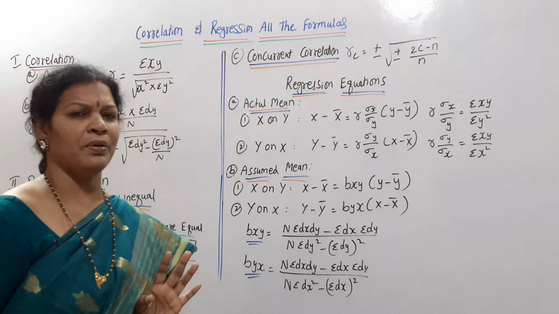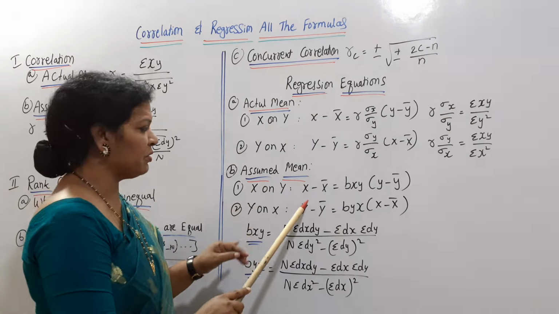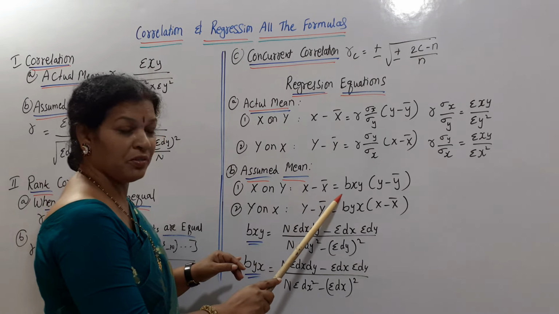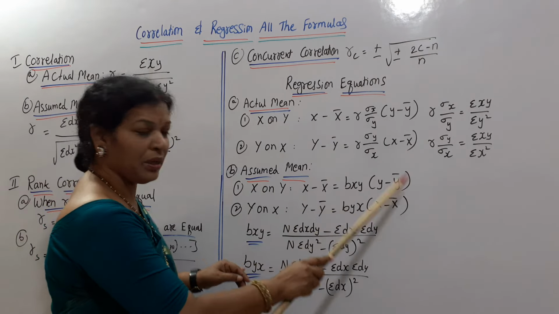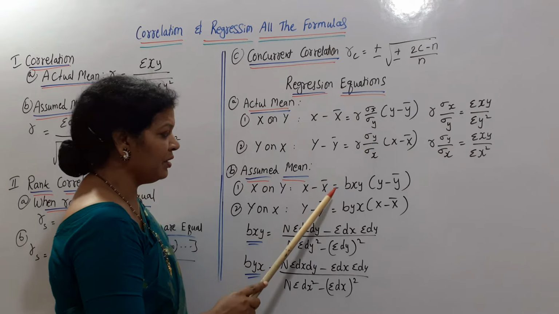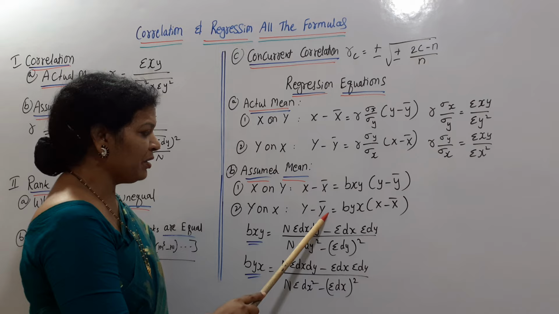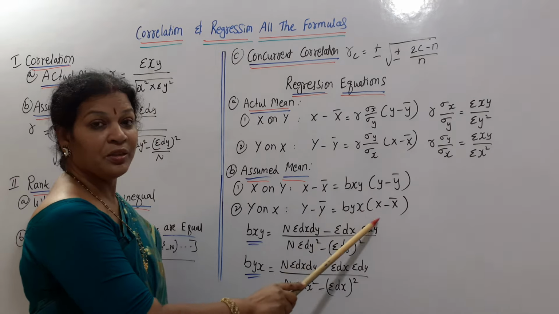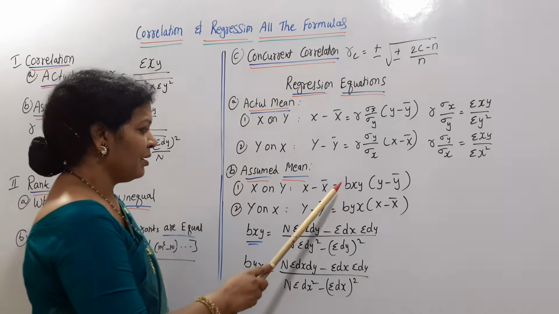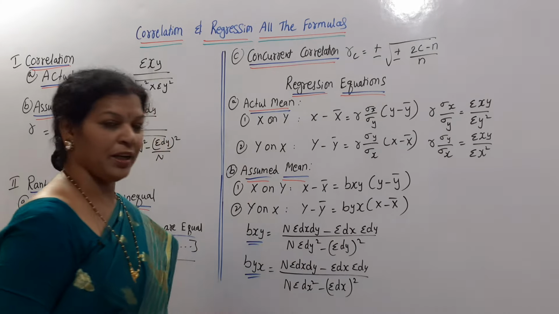Assume mean is also simple. What is the formula? Equation of x on y is x minus x bar is equal to bxy into y minus y bar. There we took r into rho x by rho y, here bxy. In the same way, y on x: y minus y bar is equal to byx into x minus x bar. For both bxy and byx we have a formula.